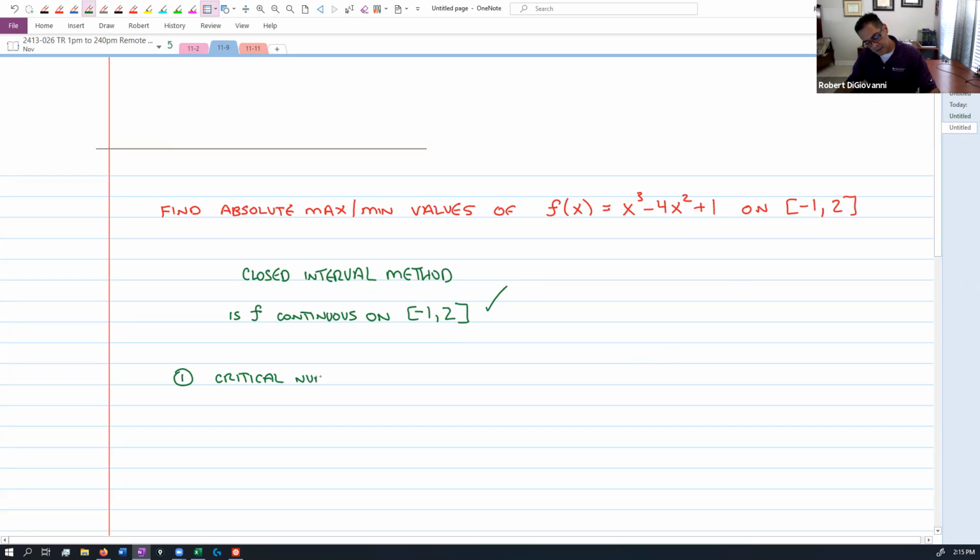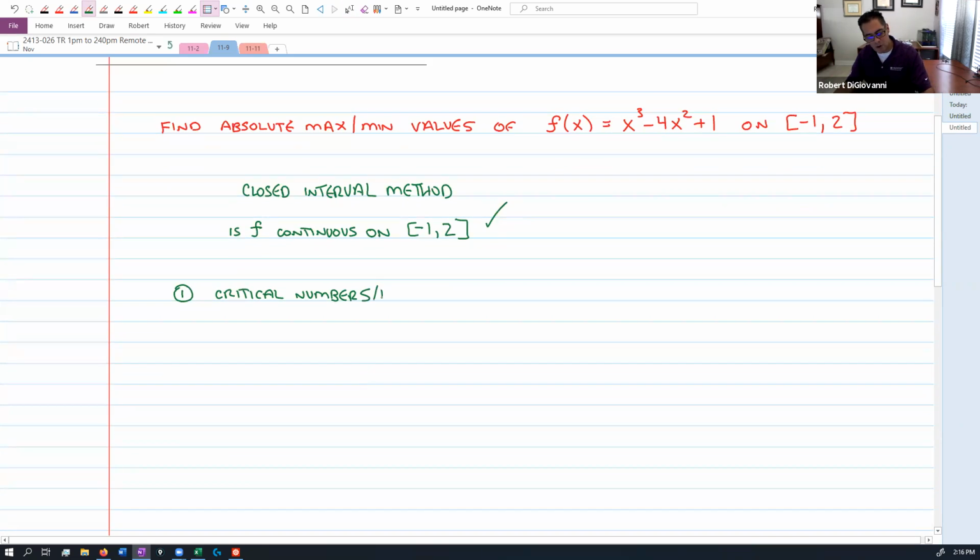I've seen different textbooks call these critical numbers, and sometimes I hear them called critical points. You might hear me say it differently, from problem to problem. I may switch from numbers to points.